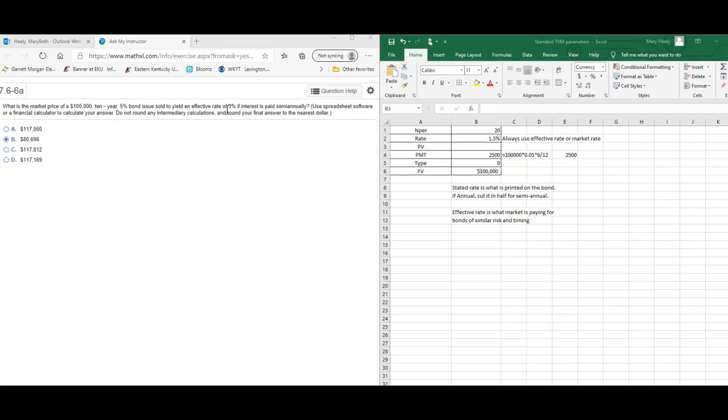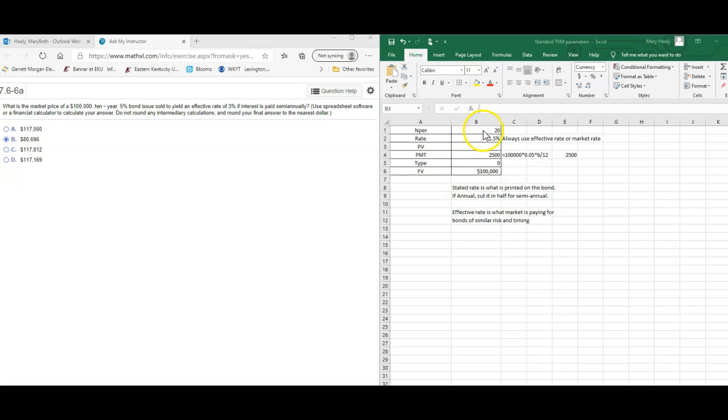So what amount of money has to be given today so that we receive interest payments every 6 months, and at the end of the 10 years we're going to get the $100,000 back? So that's the explanation of the words, and now how they map into Excel. I have the standard parameters. I actually keep this on my computer and I just pull it up and then it's already there.